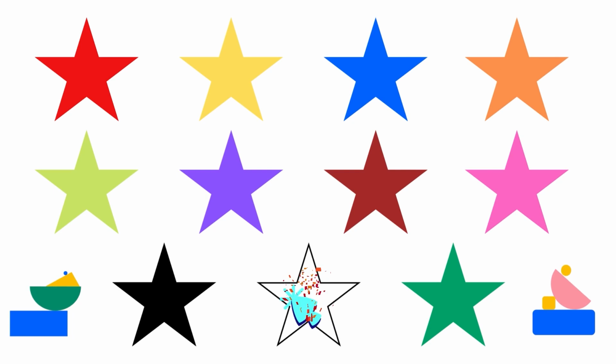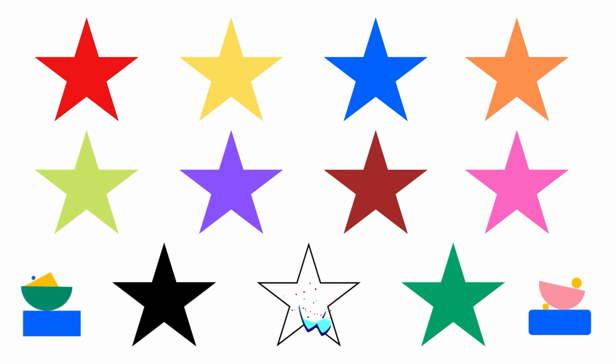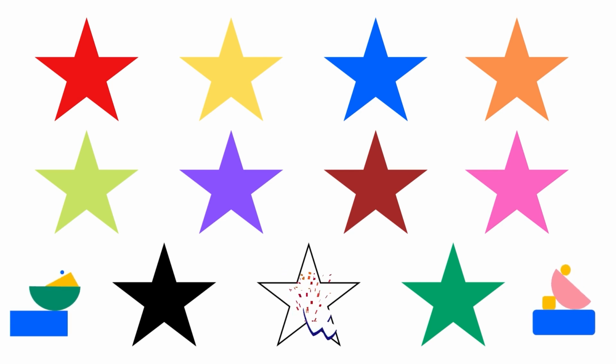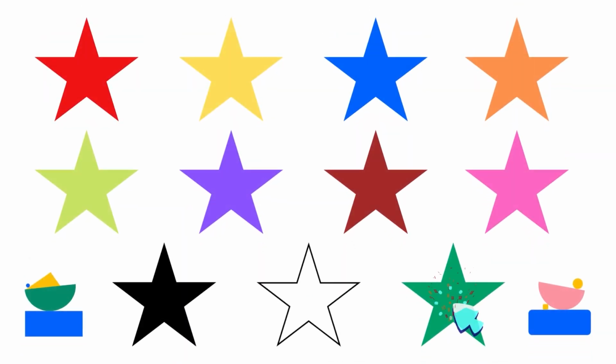White color. White color star shape. W is for white color. Green color. Green color star shape. G is for green color.